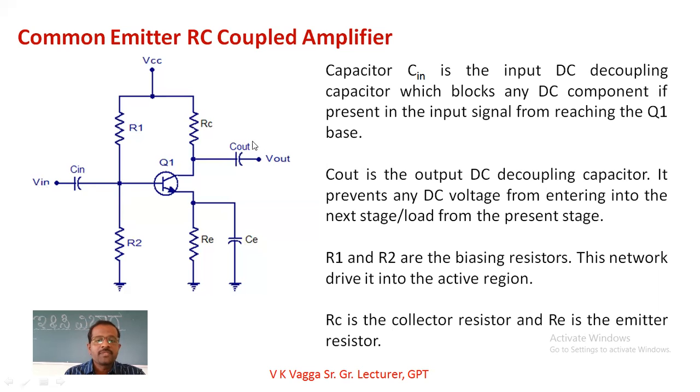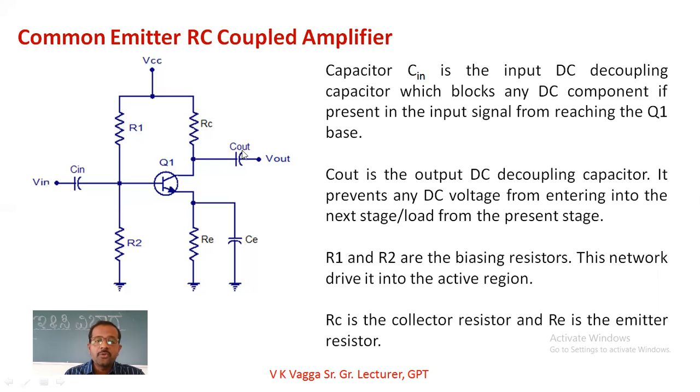In the same way, C out is the output DC decoupling capacitor, while CIN is the input DC decoupling capacitor. It prevents any DC voltage from entering the next stage or the load from the present stage. The output is taken at the collector terminal of the transistor, and after that it is connected to the load or the next stage.